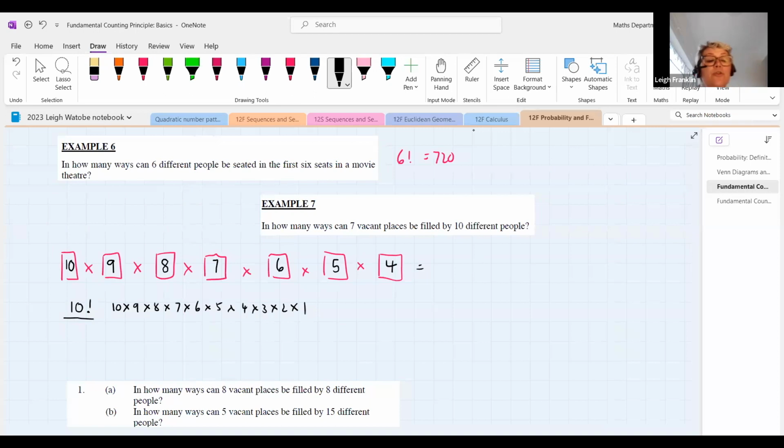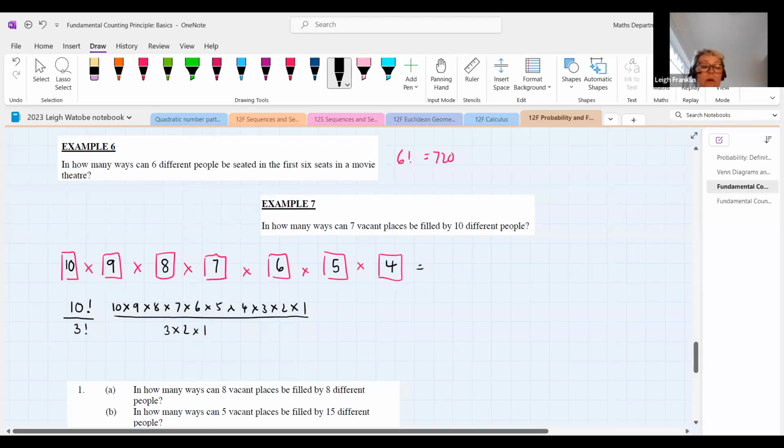So what I can do is divide, because remember, when I divide, something at the top is going to cancel with something at the bottom. So at the bottom, if I just wanted to stop over here, I can divide by 3 times 2 times 1, which is 3 factorial. That's another way in which I can set this particular question out, because the 1s will cancel, the 2s will cancel, and the 3s will cancel.